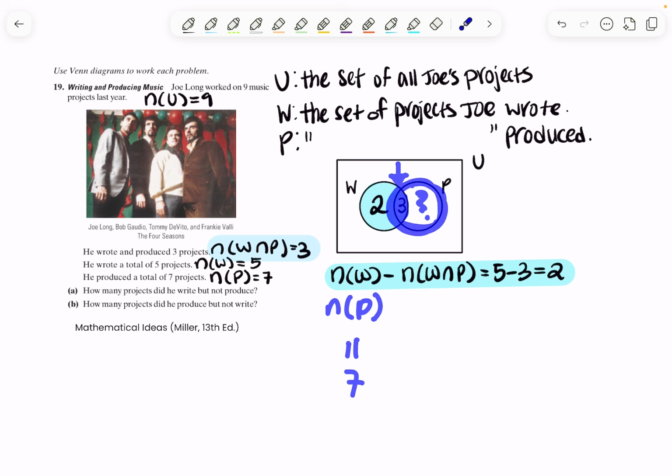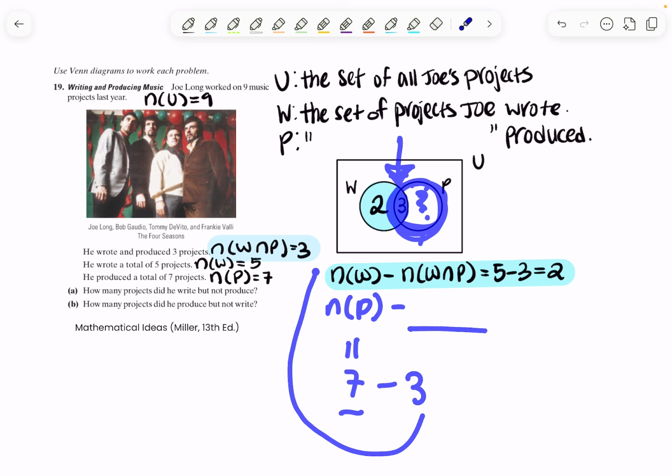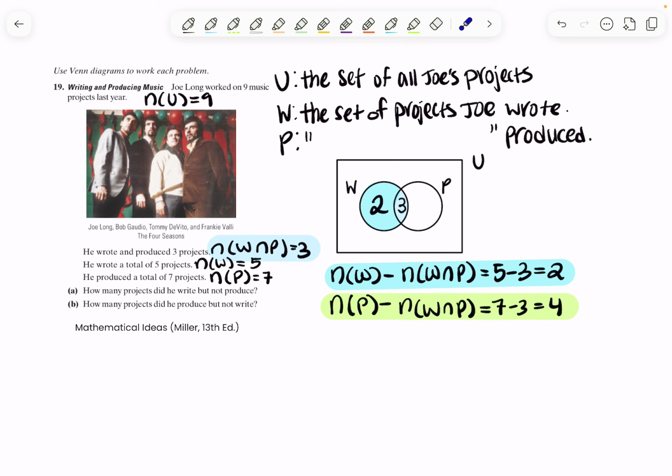So I'm going to take the total number of projects in this circle, which is 7, and I'm going to subtract this part over here, which is 3. But how do I represent that using a formula? Well, this part is known as the number of projects that have been both written and produced. And so we get that 7 minus 3 is 4. So we have that the cardinal number for this region is 4. And you can always check your work because you know that the number of elements in set P is 7. So all of your cardinal numbers in set P should add up to 7. And do they? Yes. 4 plus 3 is 7.